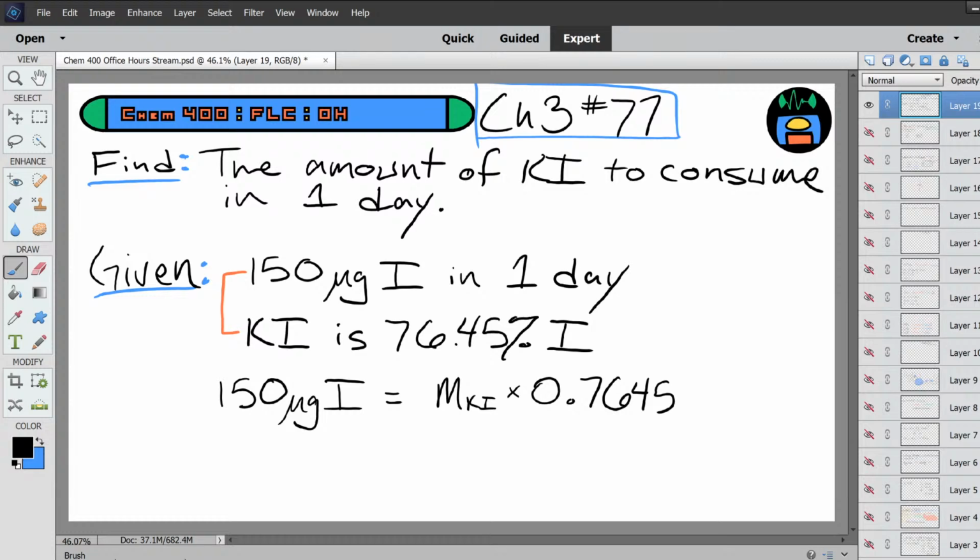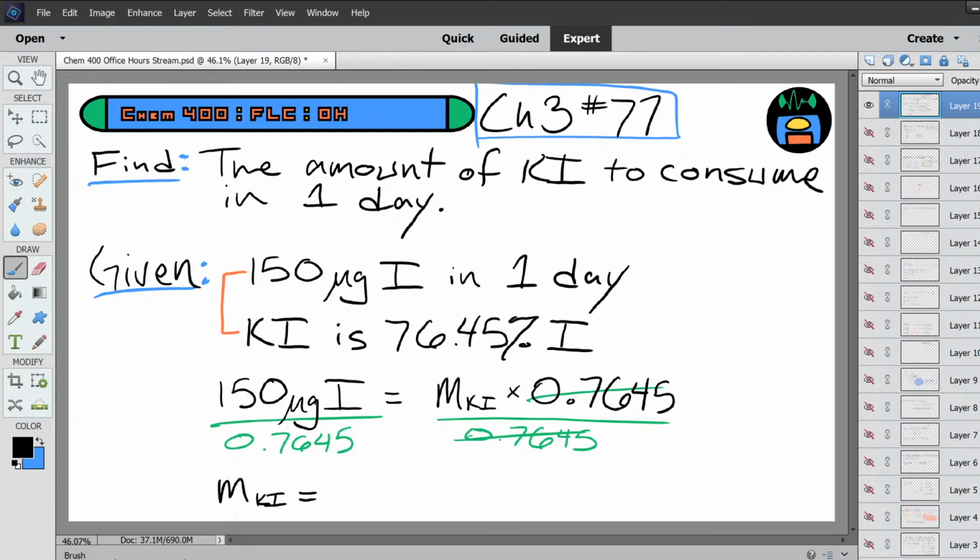So if we're getting 150 micrograms from a source that's only 76.45% iodine, well, to find out what mass of KI we should consume, we need to divide both sides of this equation by 0.7645. We'll cancel off this side and we get a mass of KI that is equal to, let's crunch our numbers here, 150 divided by 0.7645.